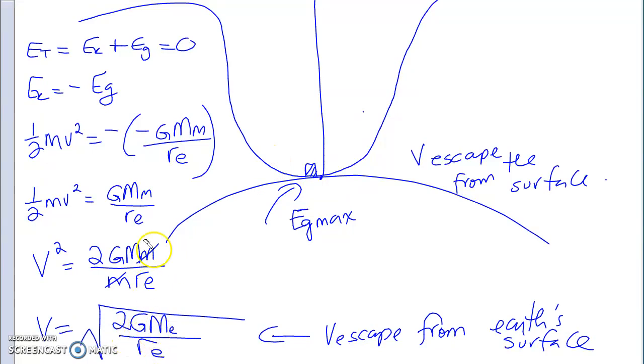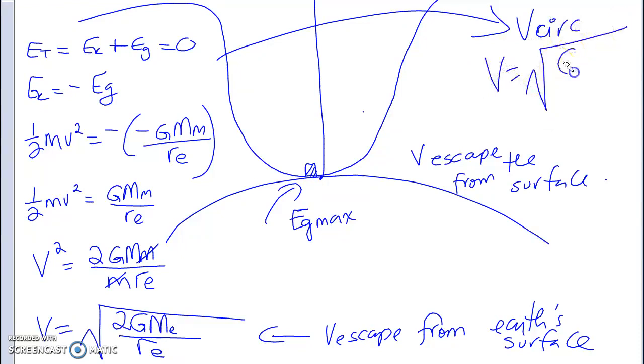Now recall that when my object is in orbit, I have V circular. That V circular was V equals the square root of big G, mass of Earth, divided by R, and this was the radius of orbit from the center of Earth. Very similar formulas, but they do two different things. So please be aware that you understand the difference when you are solving these questions.